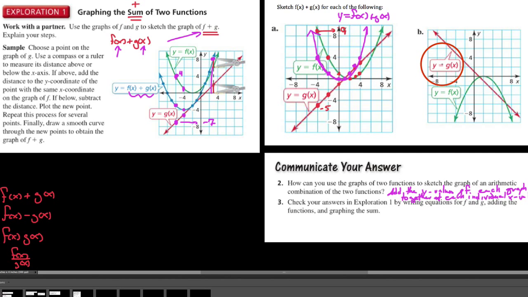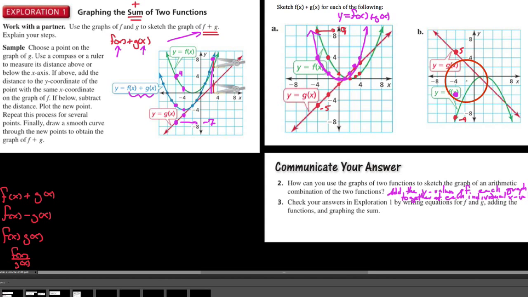And so what I want to do for letter B here is the exact same thing. Let's just pick a few set x values. Again, at -4, this graph here, g of x, is at a height of about 5. This graph down here is at a height of about -9. -9 plus +5 would be -4. So the sum of those two would be at -4 here.